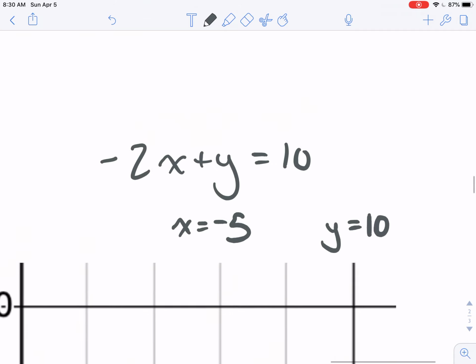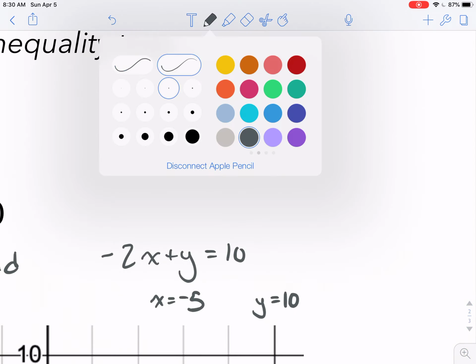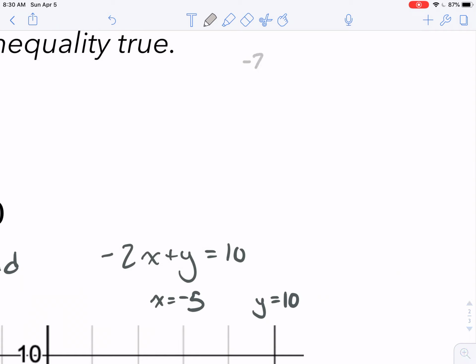We're going to break that up a little bit, and I will show you how I got those. Okay, so we're graphing the line negative 2x plus y equals 10. To find our x-intercept, that's when y equals 0.